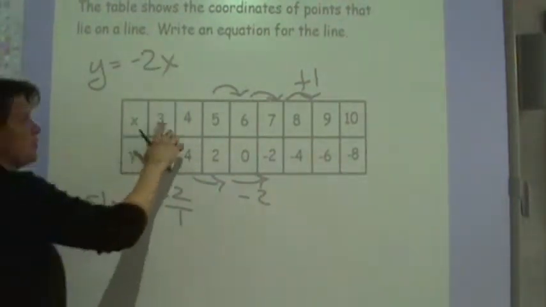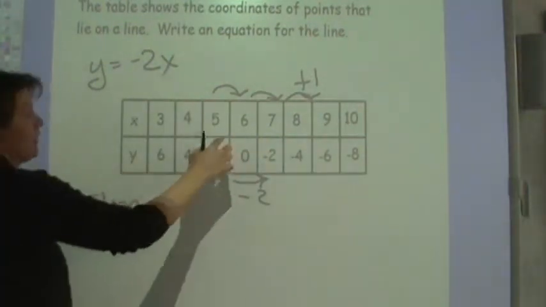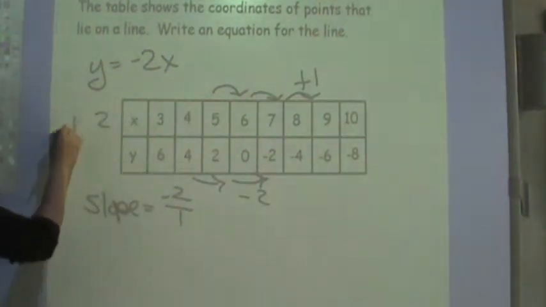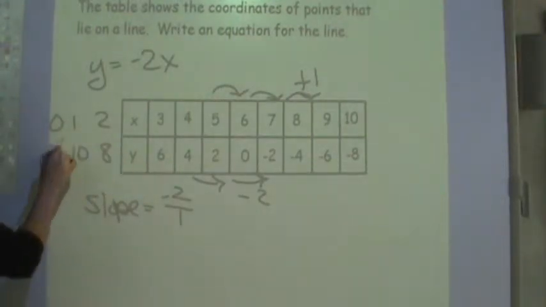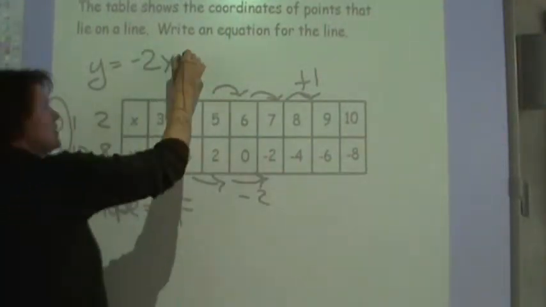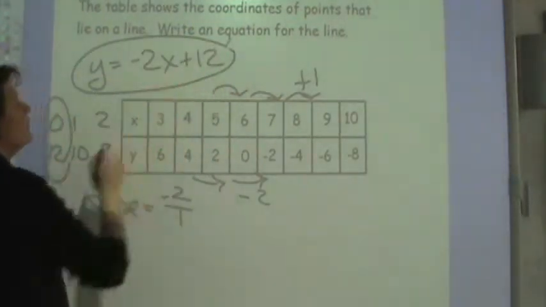All right, and now there's no 0 in here where the x is, but we can figure it out. 5, 4, 3, 2, 1, 0: 2, 4, 6, 8, 10, 12. That means my y-intercept is 12.